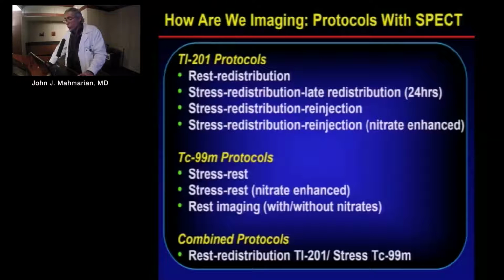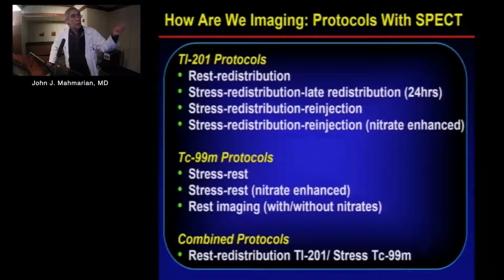You can also do stress, redistribution, reinjection of 1 millicurie of thallium after the redistribution images to look at improvement in underperfused areas. And you can also do this with nitrates, and that's a very important concept because giving nitrates prior to reinjection of thallium allows collateral augmentation and decrease in LVEDP, which allows better subendocardial blood flow and allows thallium to get into those underperfused areas much more efficiently and effectively.